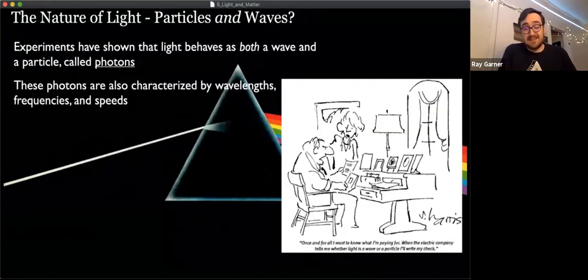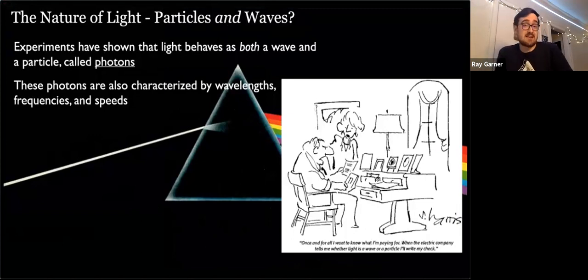However, experiments later showed that Newton was sort of right, but also, confusingly, his contemporaries were also sort of right. Experiments have shown that light behaves as both a wave and a particle, what we call the particle a photon. And these photons are also characterized by wavelengths, frequencies, and speeds. This kind of wave-particle duality was a very important realization in the 1920s when quantum mechanics was just getting underway.